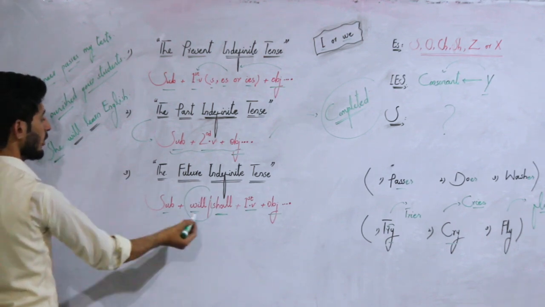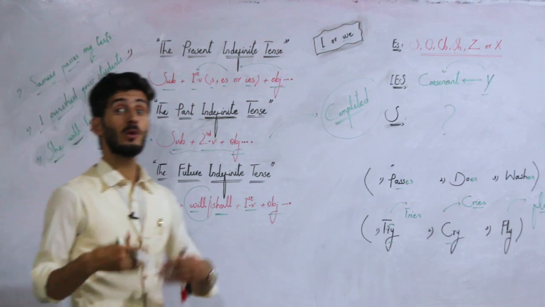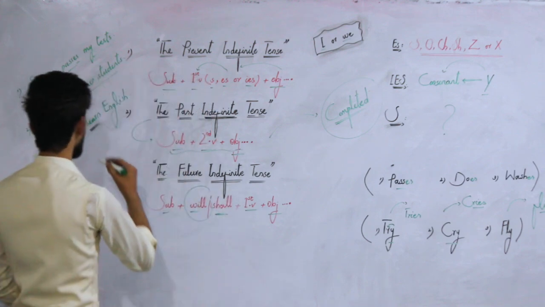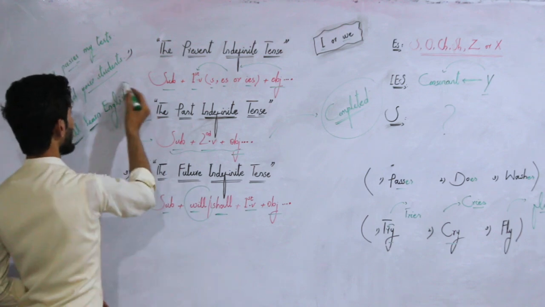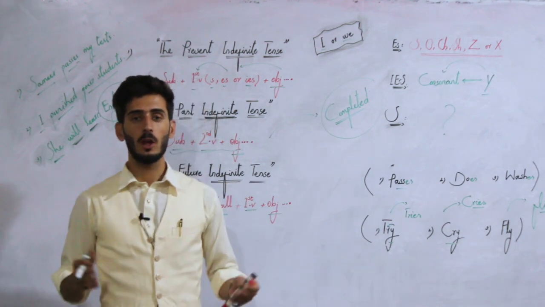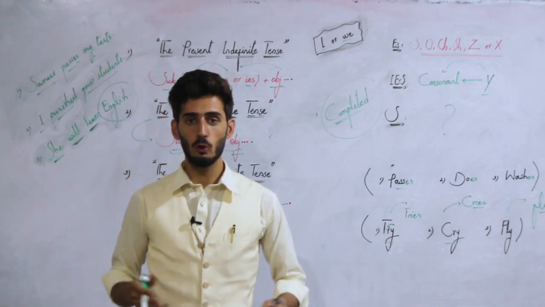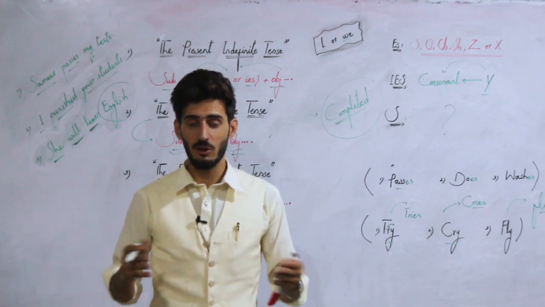With she, what do we use? Will. She will. What is the action that will be performed by her? That is learn. She will learn, right? What will she learn? She will learn English. So English is the object of the sentence. You can say she will learn Pashto, she will learn Urdu, she will learn Russian, she will learn English, she will learn French, and so on.